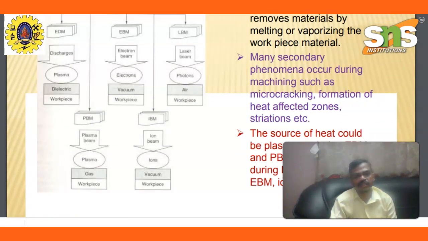Thermal machining removes material by melting or vaporizing the workpiece material. Many secondary phenomena occur during the machining, such as microcracking, recast layer formation, heat affected zone, etc. The sources of heat could be plasma, as during electric discharge machining and plasma beam machining, or photons as during LBM, electrons in EBM, ions in IBM, etc.